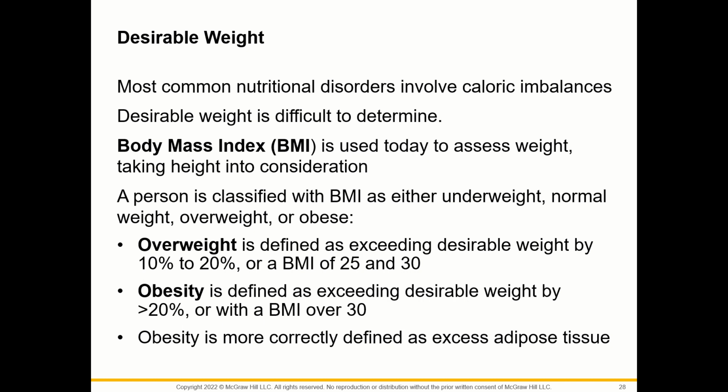Overweight is defined as exceeding desirable weight by 10 to 20% or a BMI of 25 to 30. So overweight, you want to watch it, but when you get into obesity, this is when we start to see the diet-related diseases such as cardiovascular disease, diabetes, and all of that set in. So obesity is defined as exceeding a desirable weight by greater than 20% or with a BMI over 30. Also, where you carry your weight is very important. Abdominal or visceral body fat is more detrimental than carrying body fat in the lower extremities, like the hips and thighs.